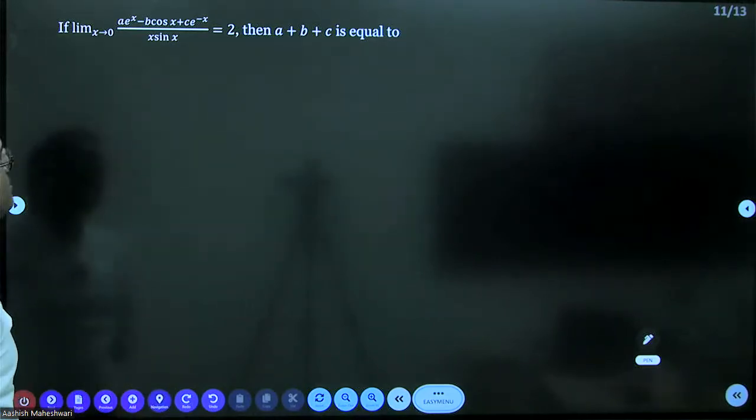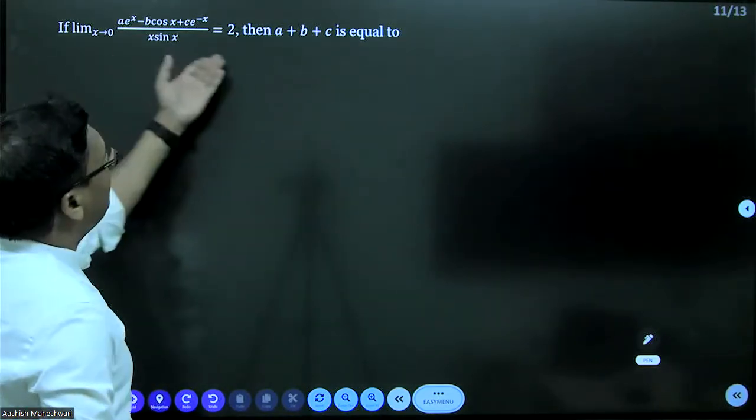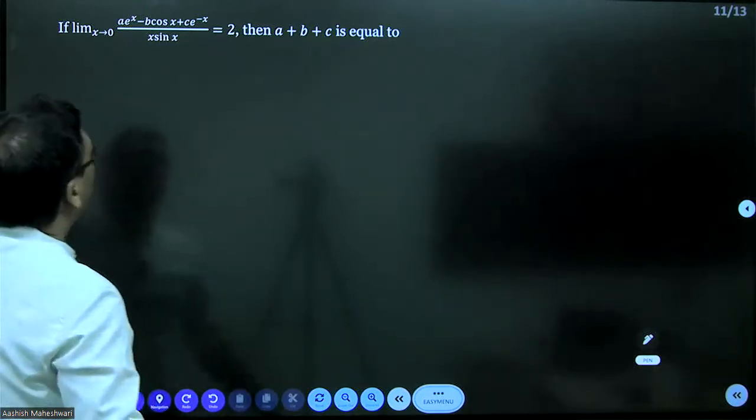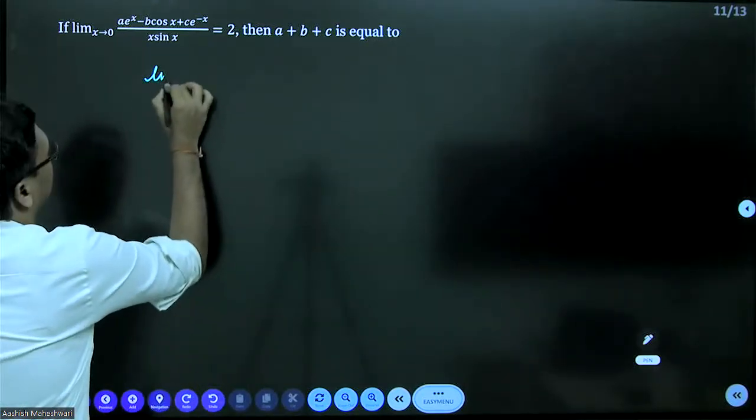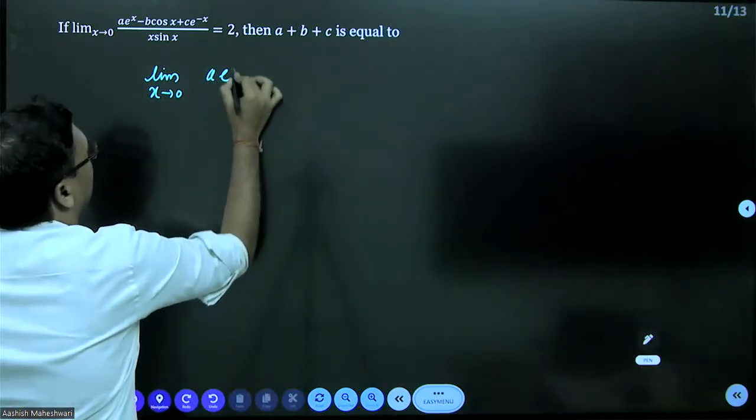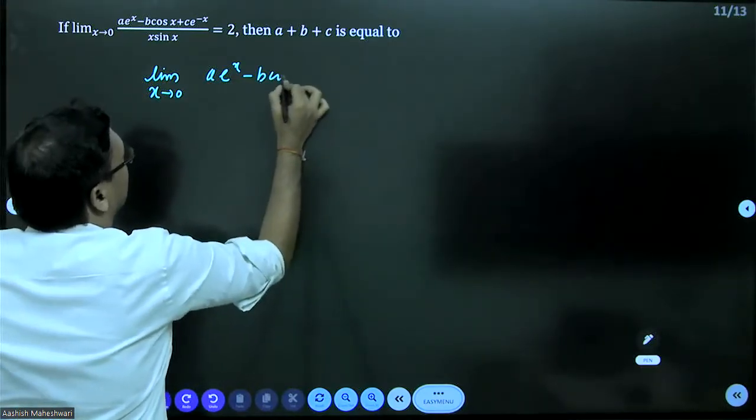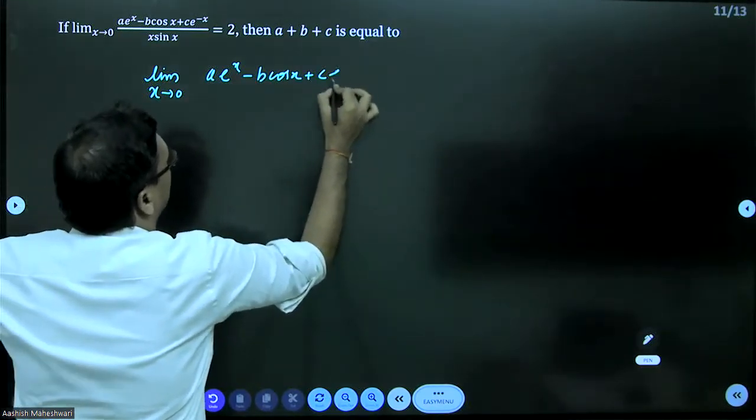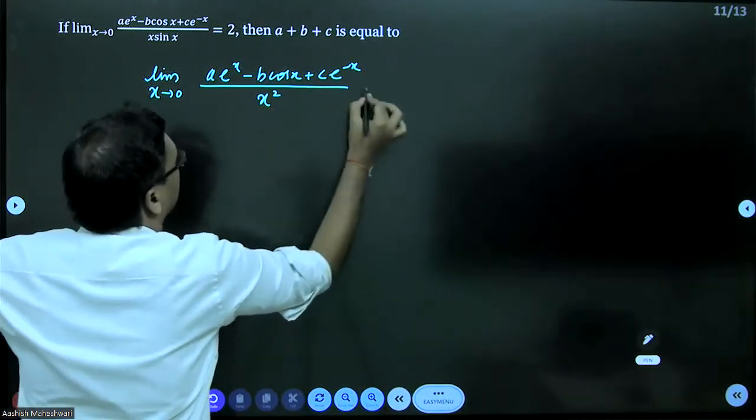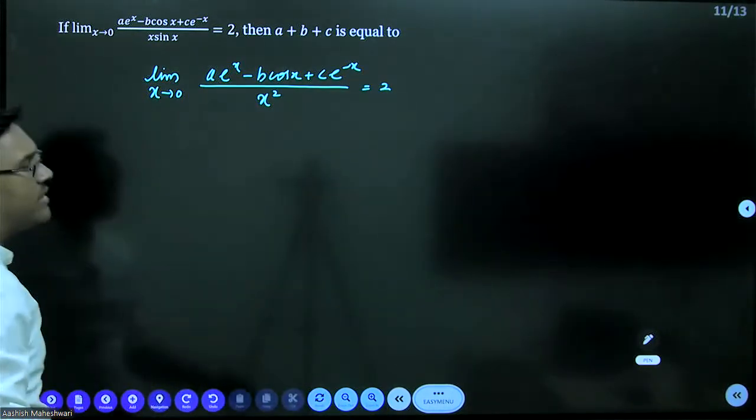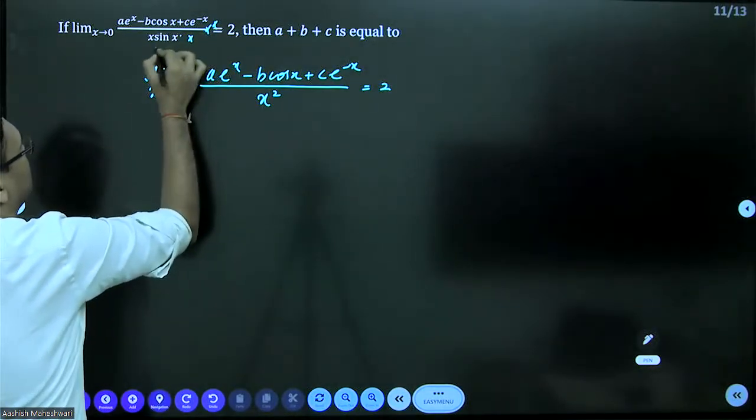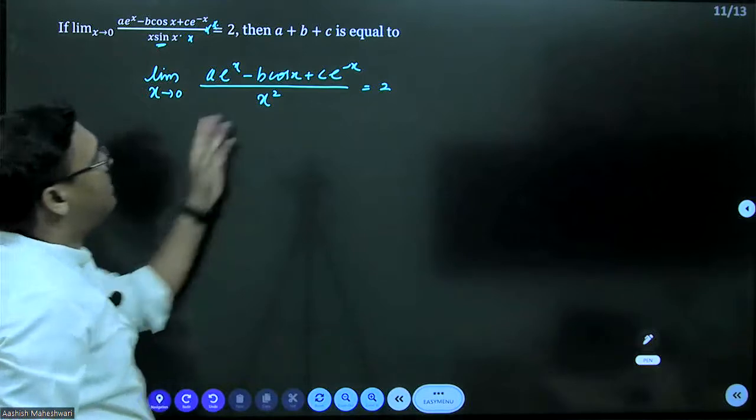Now see this question. Limit x approaches 0, you have to find this. If this limit is equal to 2, then what is the value of a, b, c? Again, observe this. Can we say this expression is the same as limit x approaches 0, a e raised to x minus b cos x plus c e to the power minus x upon x square. This is equal to, right? Just reducing the calculation. How? Multiply and divide this by x. Then the limit of sin x by x will be 1 and we can just substitute this.